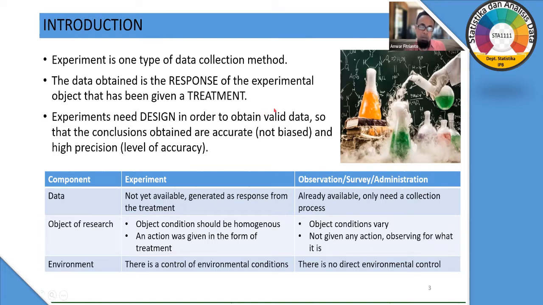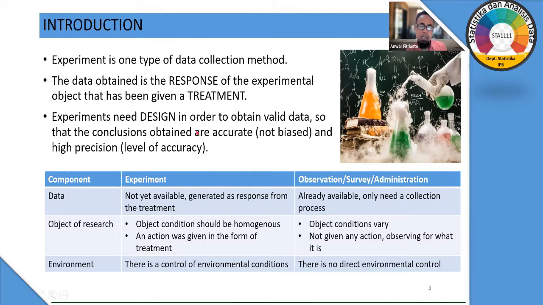Again, even if you use trial and error, let's say without any design, it is also an experiment. But what we are going to learn is how to design your experiment to have a more valid experimental result, so that the conclusions obtained are accurate, or sometimes we call it not biased, and it has high precision as well. This is also the level of accuracy. So that is what we want to learn.